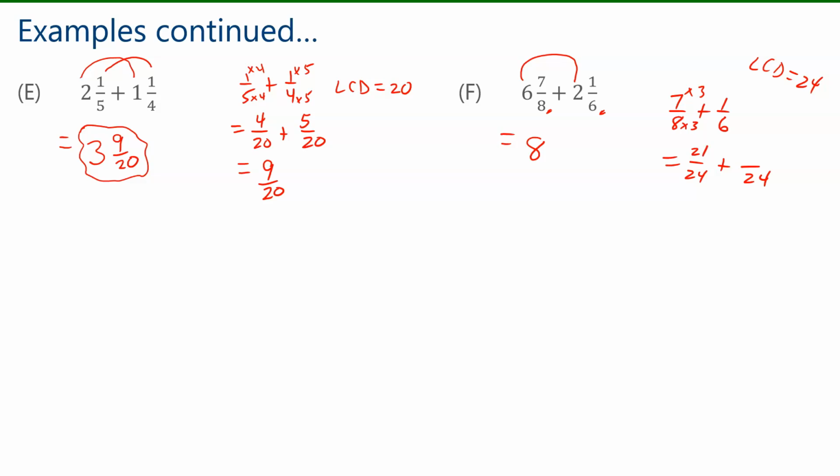6 times what is a 24? That would be a 4. 1 times 4 is 4. Add them up. 25 over the LCD, 24. 8 and 25 over 24.